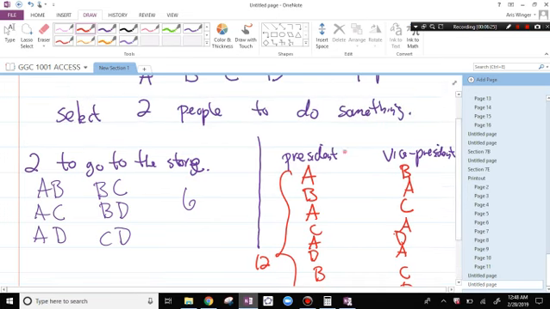So what's the difference in these 2 ways? Well, this one, it didn't matter. I just needed to pick 2 people. Right? I need to pick 2 people. Here, order does not matter.